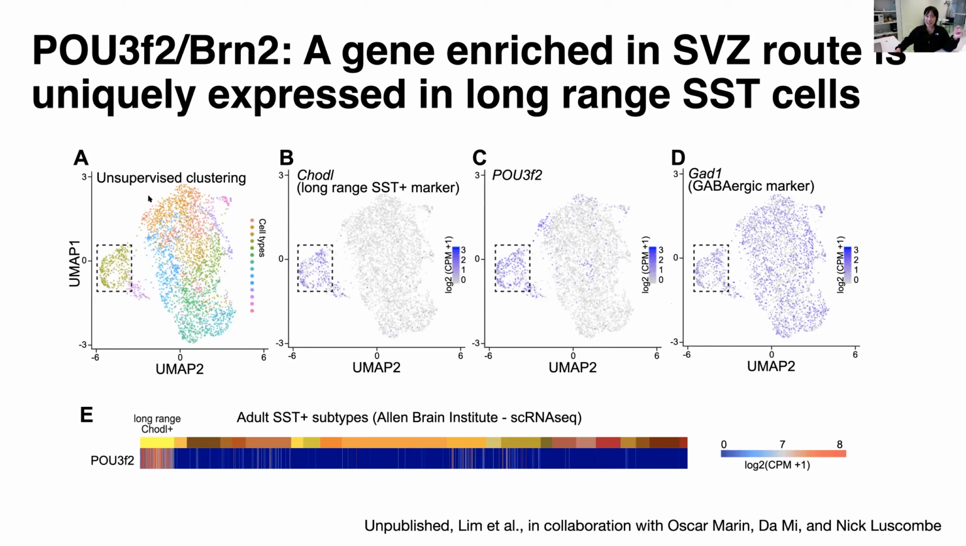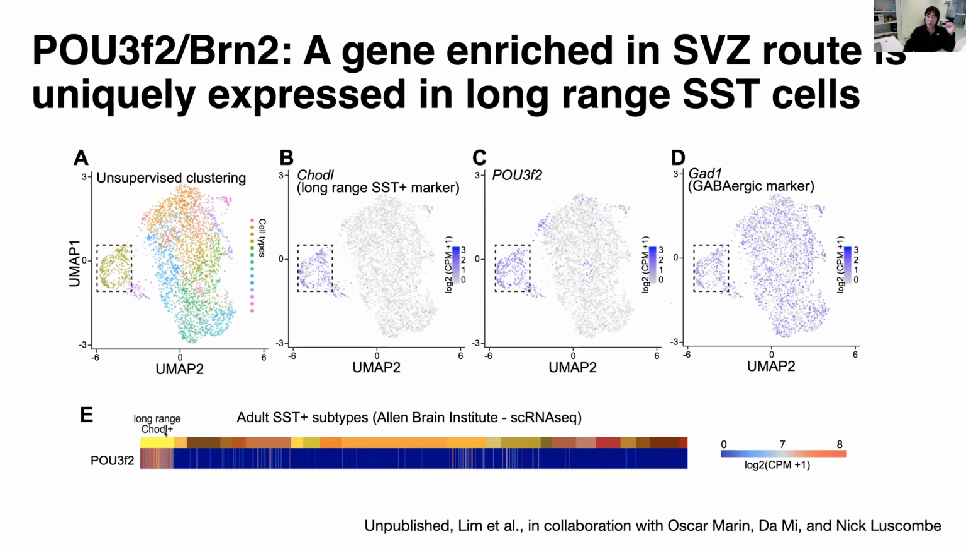As you can see, they're all GABAergic, and we cluster them using unsupervised clustering. What we find very easily at P1 is that one population of cells sits almost uniquely different from the other populations, and these cells end up being long-range cells, as shown by the marker Chodl. These are also the cells that express high levels of POU3F2, BRN2. So we found a gene that was enriched in the subventricular zone. Now we confirm that it's uniquely expressed in long-range somatostatin cells in the adult by the data from Allen Brain.